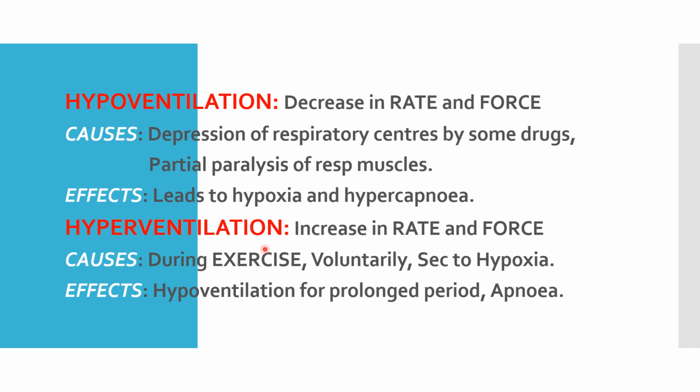Hyperventilation is nothing but increase in rate and force of respiration, which is caused by exercise. So the most common cause of hyperventilation is exercise, in which there is stimulation of the respiratory center by increased PCO2. Also, voluntarily we can produce hyperventilation. And secondary to hypoxia, hyperventilation is also produced by stimulation of peripheral chemoreceptors. And the effects of hyperventilation are that immediately after hyperventilation there is hypoventilation for prolonged periods, and also apnea will be there for some time.